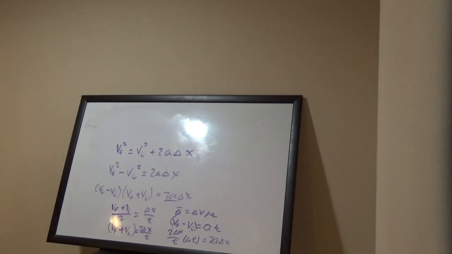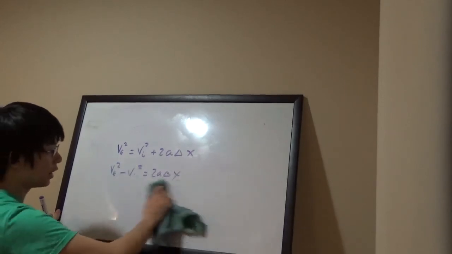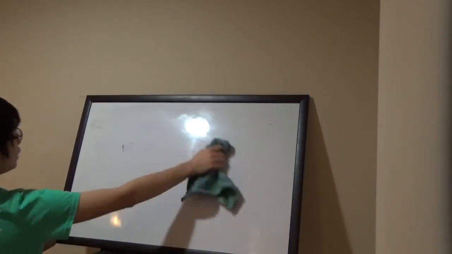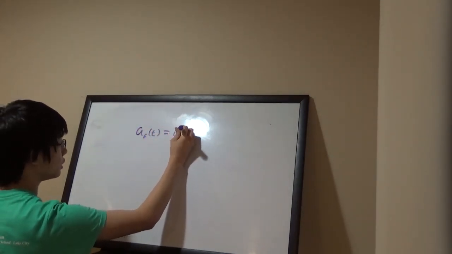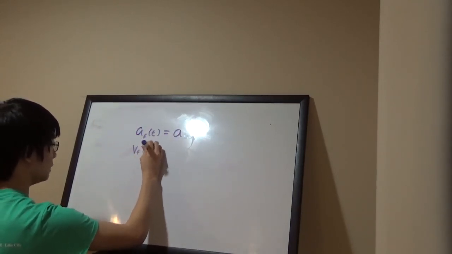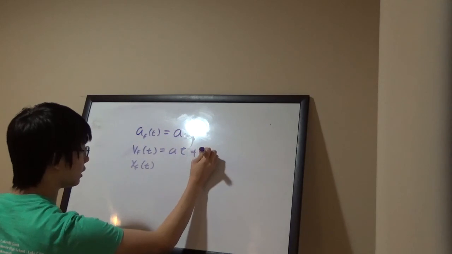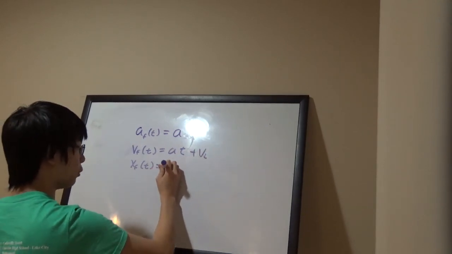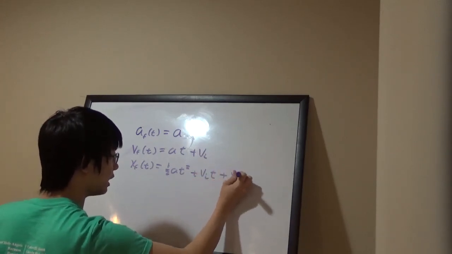I hope you enjoyed. One last thing: College Board is predictable, so this year they'll probably make you draw graphs about position, acceleration, and velocity. Let's write down our kinematic equations again. A of t is equal to a. We have v of t is equal to at. We have x of t is equal to 1/2 a t squared plus vi t plus xi.